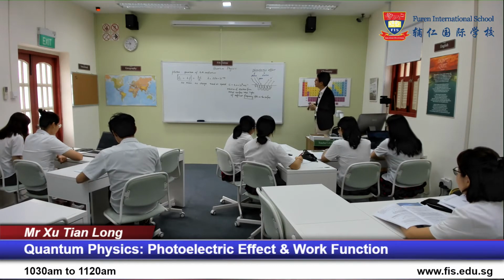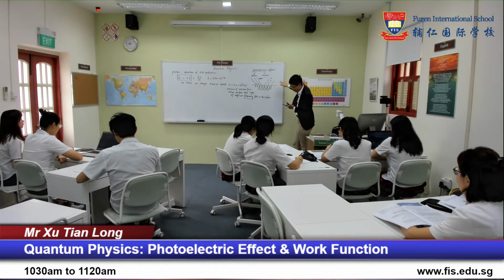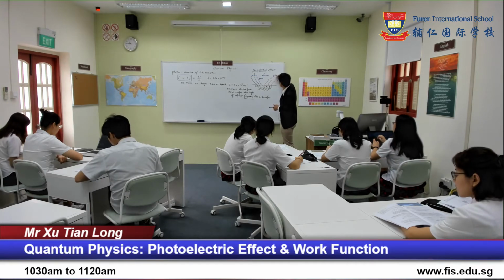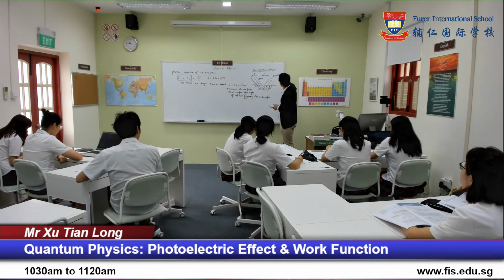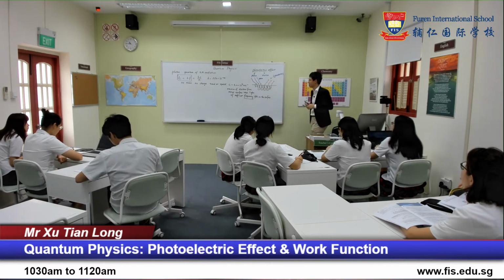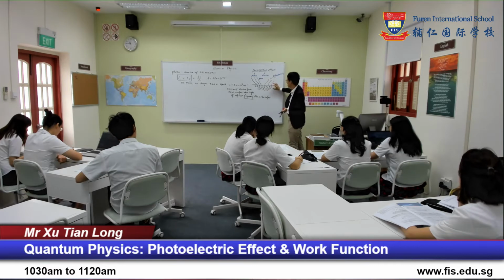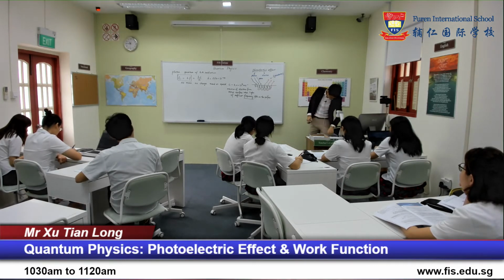And we give a name to these electrons that are emitted. So what's the name of electron? Okay. Photoelectron. So we use this term to differentiate the electrons that are inside the metal and the electrons that are emitted. Okay. So next, let's look at the setup of the experiment.